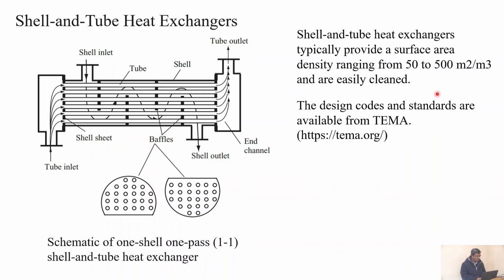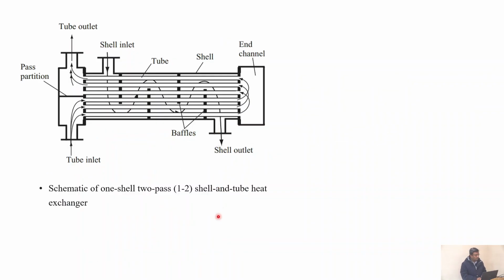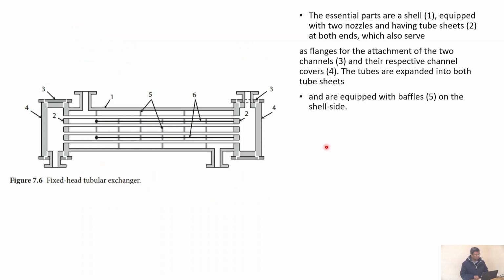Right. So this is one shell pass. Okay. So this is going like this, just goes out, and this is through the tubes. Now here you have flow going like this through the tubes, going back like this, okay, and through the shell it goes like this. So there are various other configurations also.